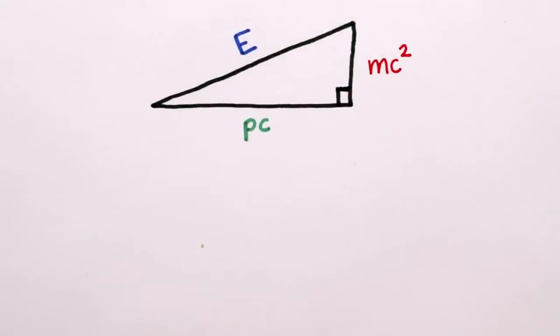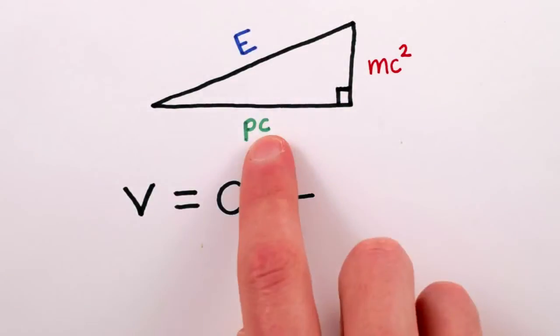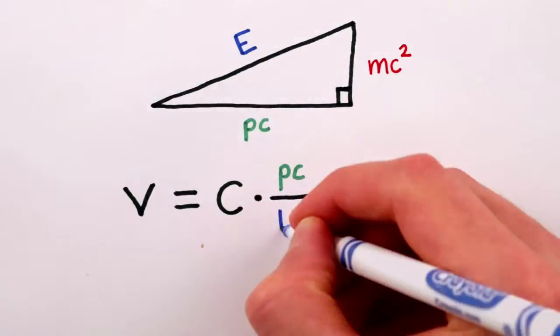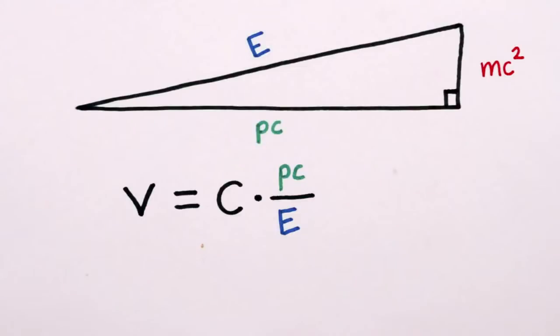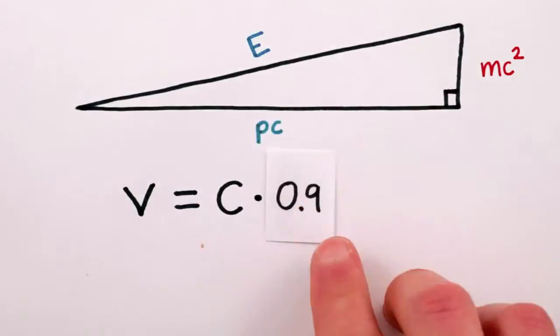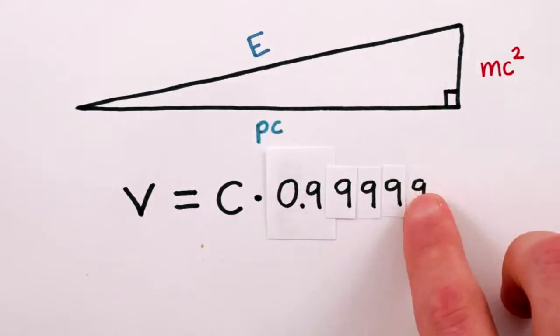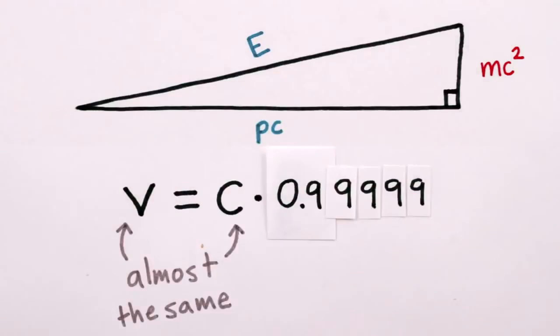Anyway, as an example, an object's velocity is equal to the speed of light times the ratio of the object's momentum to energy, or pc over E. If your momentum increases, pc gets closer and closer to equaling your energy, so their ratio gets closer and closer to being 1, and your speed gets closer and closer to light speed.